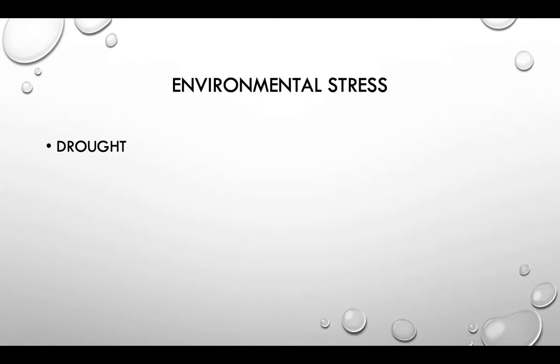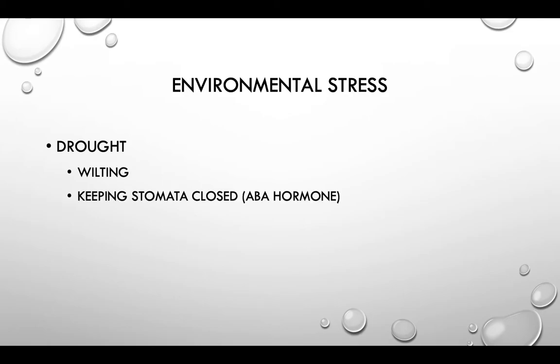Environmental stresses, drought obviously is the big one, lack of water. Plants will wilt. It will keep their stomata closed. ABA hormone is responsible for keeping those stomata closed. Also during leaf shedding, plants will shed their leaves during a drought so that they don't even have to worry about losing water into the air.